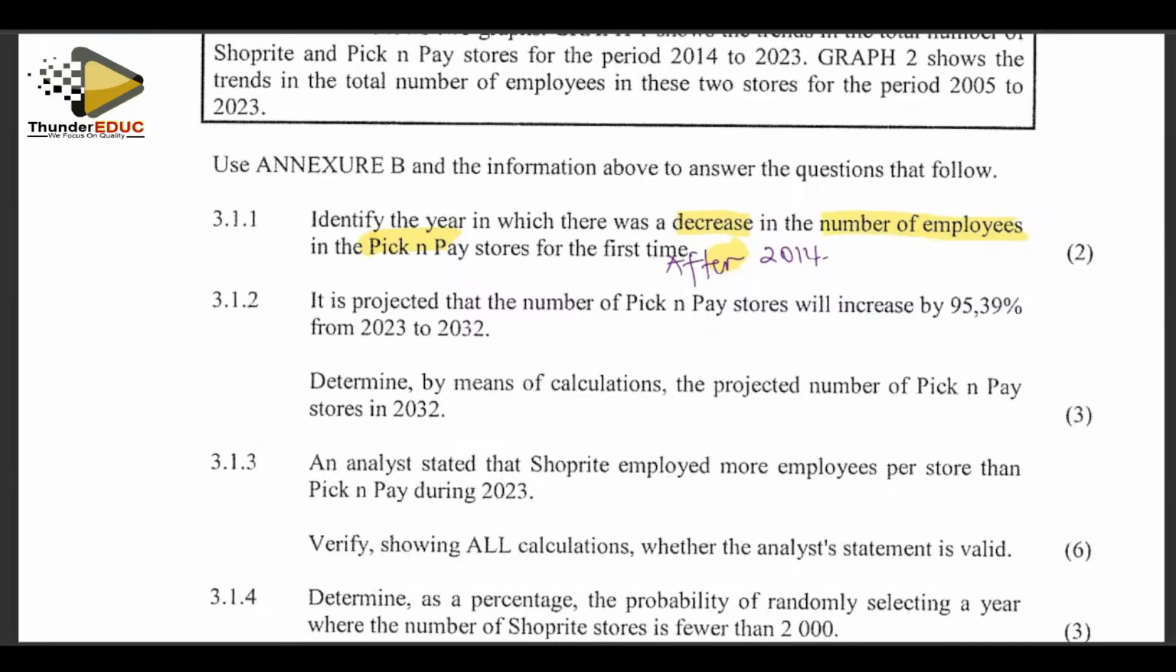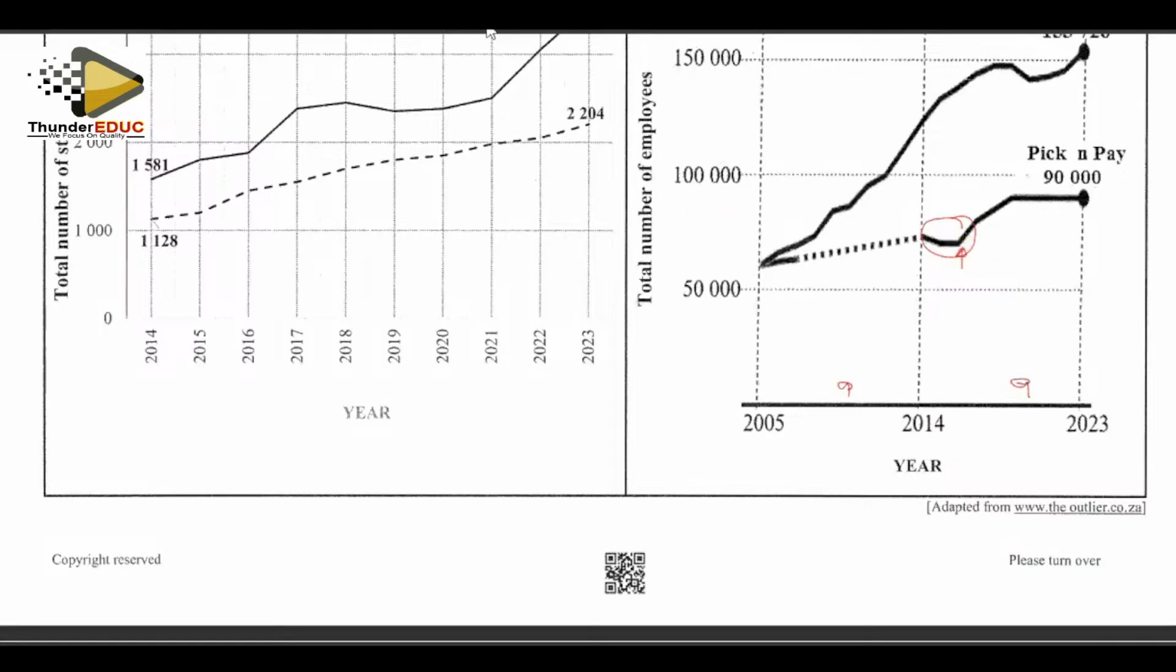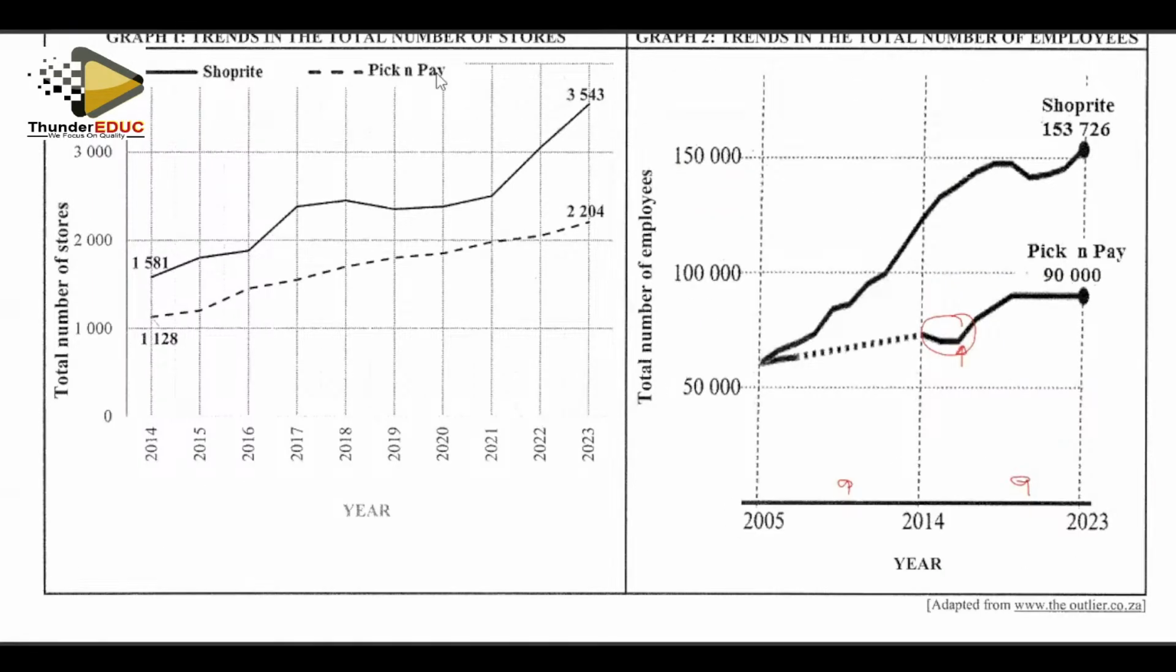It is projected that the number of Pick and Pay stores will increase by 95.39% from 2023 to 2032. Determine by means of calculations the projected number of Pick and Pay stores. So we need to look for 95.3 over 100 times the number of stores in 2023. Let's go to our next year. Number of stores in 2023, you see there, 2,000. This is Pick and Pay, 2,204. So this is going to increase by 95.